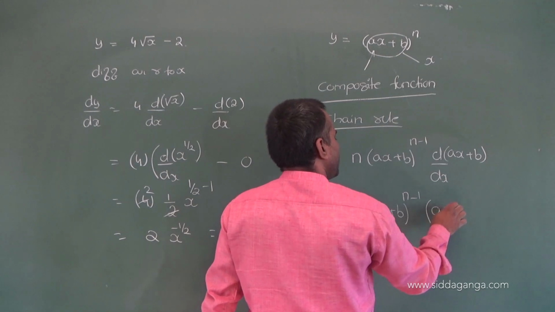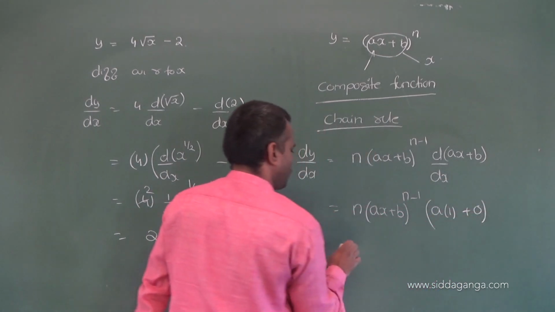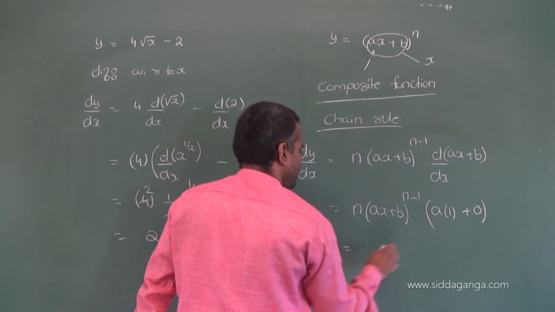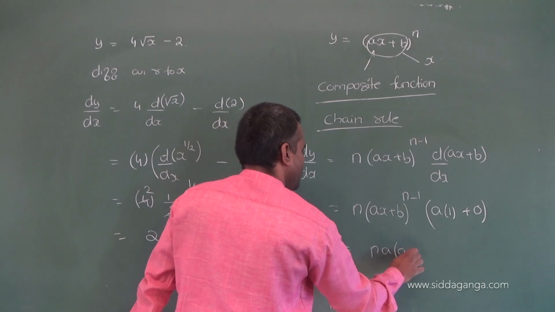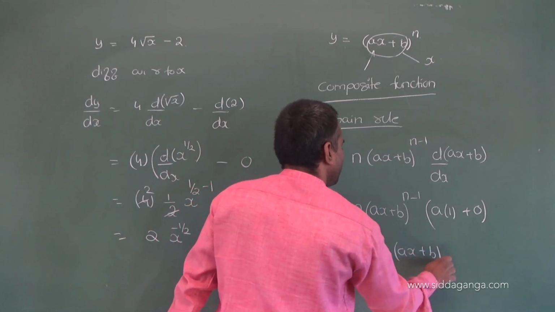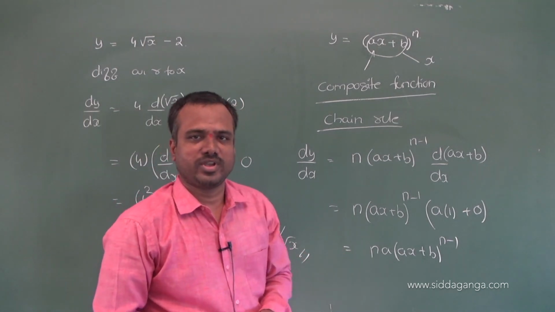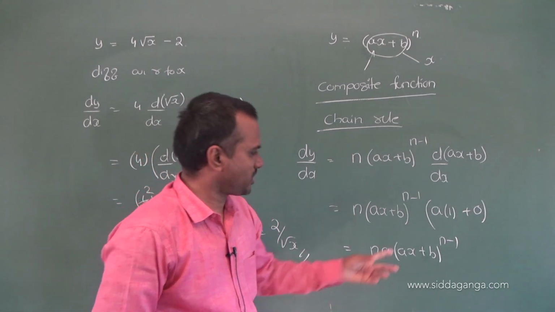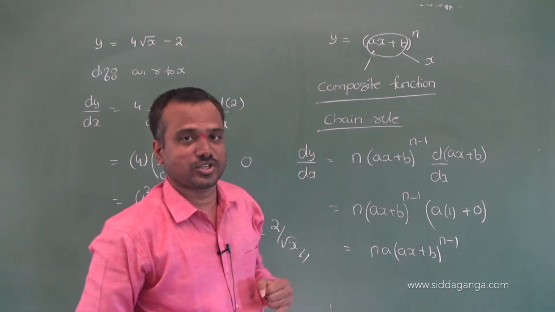Constant into function: a into the derivative of x, which is 1, plus the derivative of b, which is 0. So what is left? a into 1 is a. n a into ax plus b whole to the power n minus 1. This is the method for a composite function.